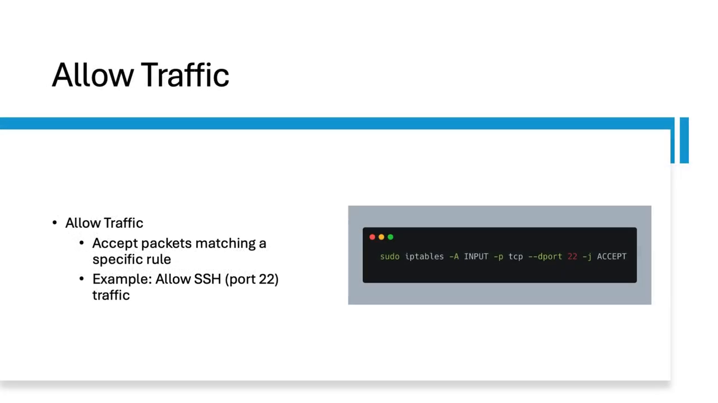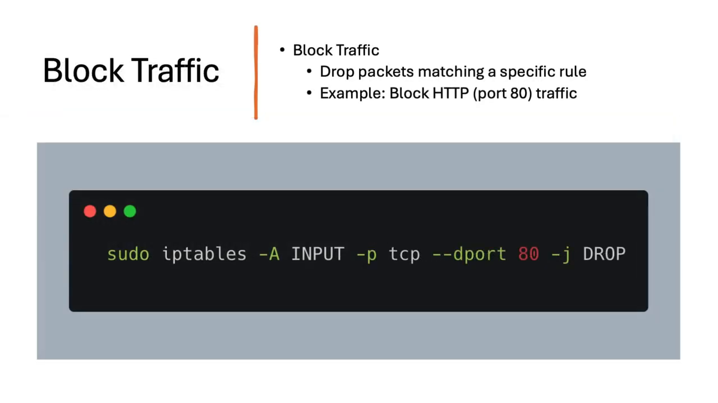Here's how to allow traffic by accepting packets that match a specific rule, for instance allowing SSH traffic on port 22. Here's the command to block traffic by dropping packets that match a specific rule, such as blocking HTTP traffic on port 80.